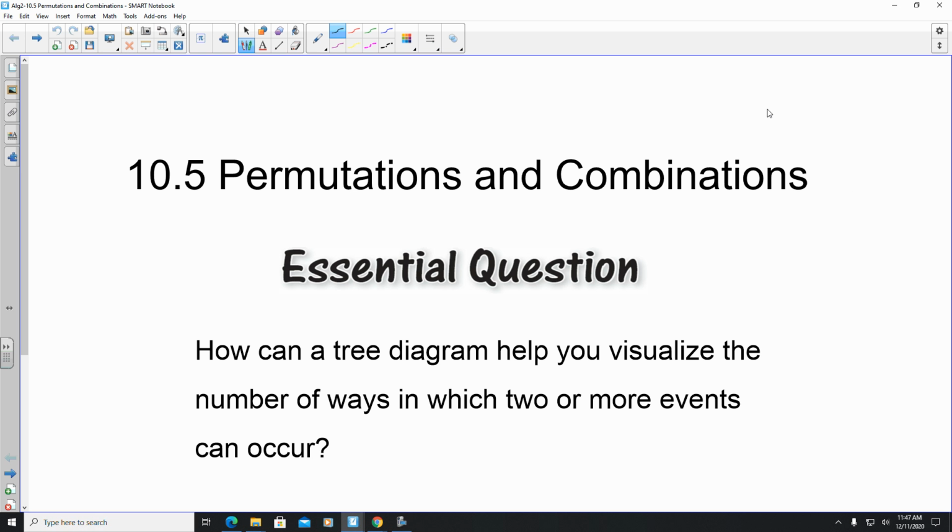Welcome to the video. In this lesson, we're going to be looking at section 10.5, where we're looking at permutations and combinations. So the difference between a permutation and a combination is that when you're dealing with a permutation, order is important.